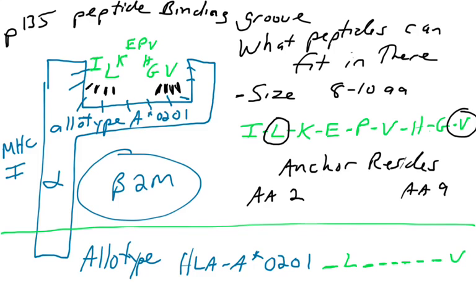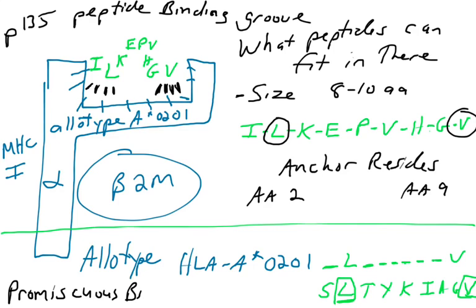HLA-0201. So when we talk about what peptides it can present, we usually draw something like this, where basically there's a leucine in position 2, and a valine in position 9. So practically any peptide that looks like this can be presented. The amino acid in position 1 and amino acids between positions 3 to 8, those pretty much can be anything. So the one on the top can be presented, the one on the bottom can be presented. So there is some promiscuity.